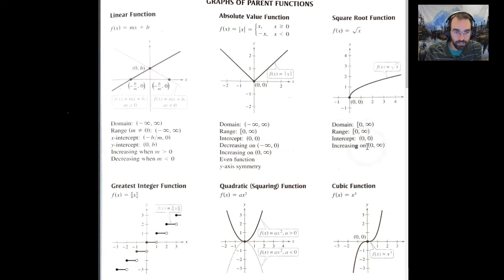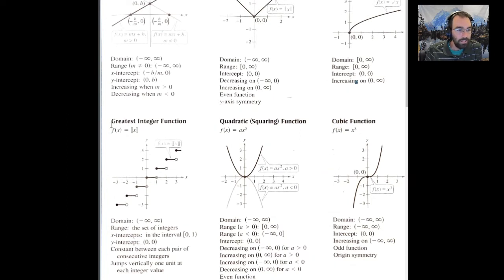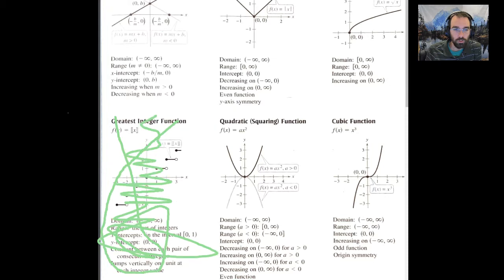The intercepts are the same. It's increasing from 0 to infinity. Okay, again, these are the parent functions. We're going to take a look at that. So greatest integer function, you don't need to know it. Okay, so we can cross this out. Don't need to know that. Not important, not going to be going from there.